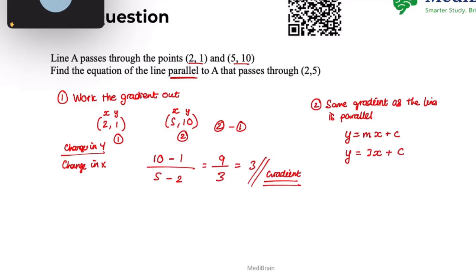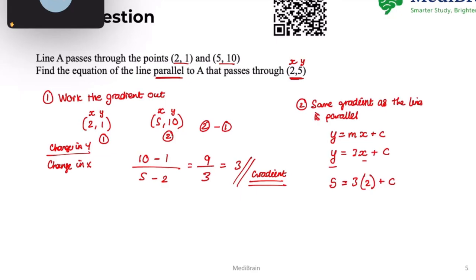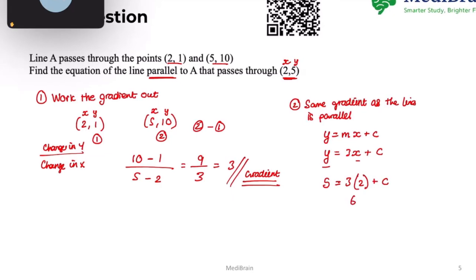Now we know that it needs to pass through these coordinates 2, 5. We know that the first number is the x, the second number is the y, and we have an x and a y over here as well. So y is 5, so instead of y, we're going to write down 5. Instead of x, we're going to write down 2. So we're going to have 3 times 2 plus c, and 3 times 2 is 6. That's equal to 5 plus c, and we want c by itself, so we're going to subtract 6 from both sides. So 5 subtract 6 will just give you -1, and that's equal to c.